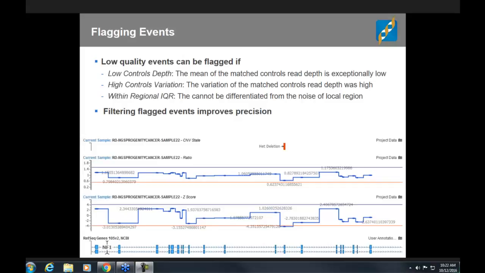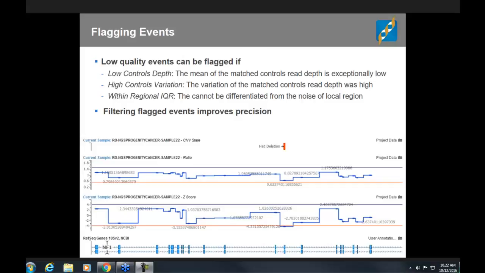The metrics we use to determine if an event's low quality include the depth of the controls. That is, if all of your control samples have very low mean depth at a given region, then any calls in that region are likely to be unreliable, and we flag that region. We also use the variation between the controls. That is, if the coverage at a region varies wildly between the controls, then calls at that region are likely to be unreliable, and we flag that region as high control variation.